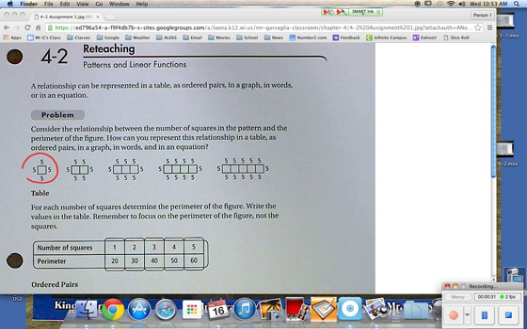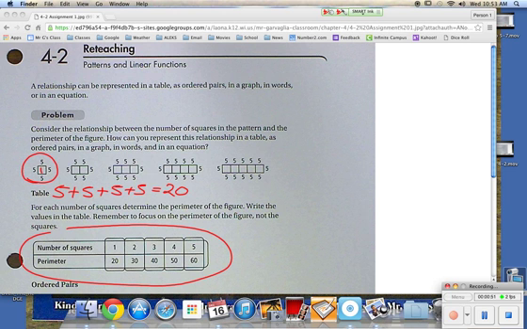We've got shape 1. I'm going to put 1 in there. Shape 1 has a perimeter of 5 plus 5 plus 5 plus 5, or 20. If we look down at our table, we're going to create a table down here. Look at our table, we see that shape 1 has a perimeter of 20. Let's take a look at shape 2.